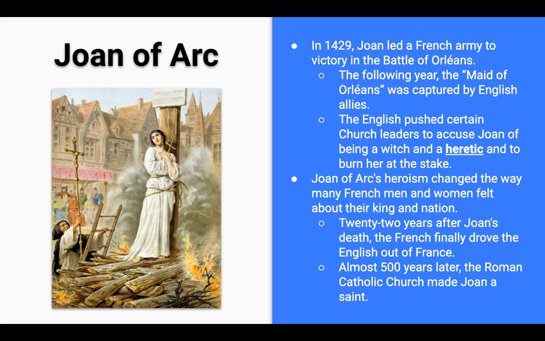However, it's Joan of Arc's heroism that changed the way many French men and women felt about their king and their nation. 22 years after Joan's death, the French finally drove the English out of France, and almost 500 years later, the Roman Catholic Church actually made Joan of Arc a saint.